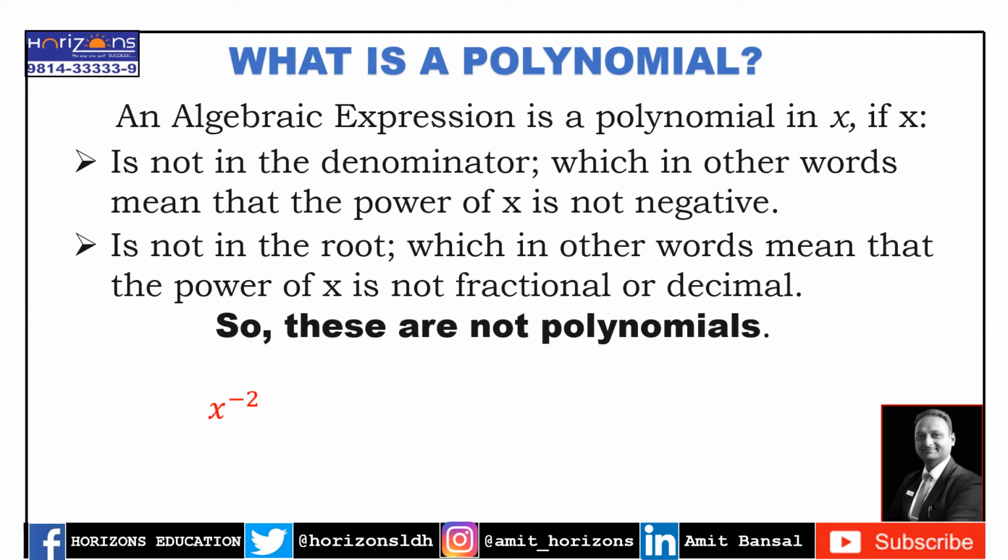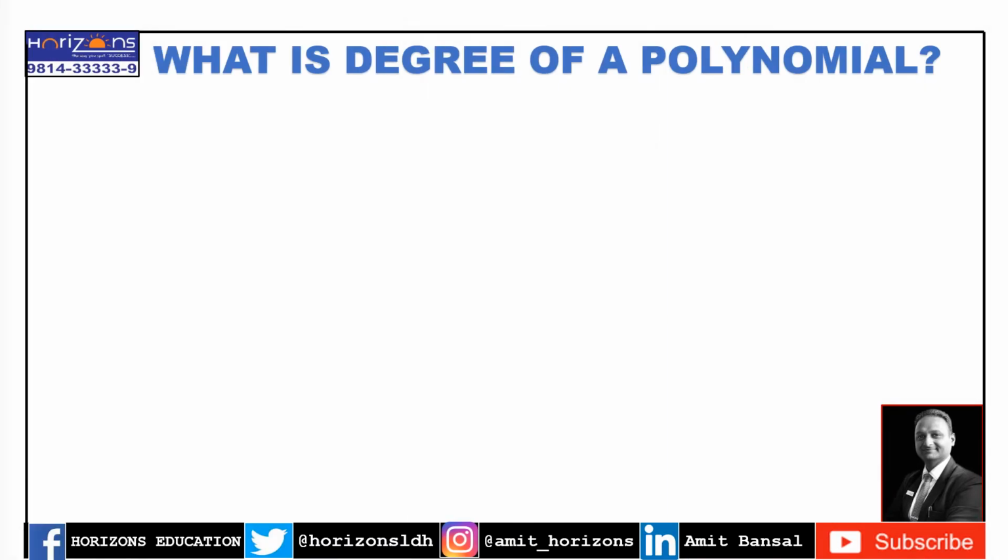x raised to power minus 2, negative power, not a polynomial. x raised to power minus half, negative as well as fractional power, not a polynomial. 1 by x is in denominator, which can also be written as x raised to power minus 1, so not a polynomial. (x minus 3) over (x plus 1), not a polynomial. Under root of x, x cannot be in a square root, so not a polynomial. And cube root of x minus 1, not a polynomial.